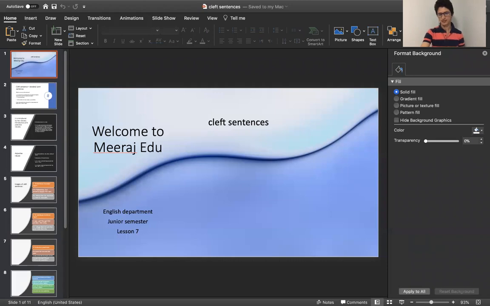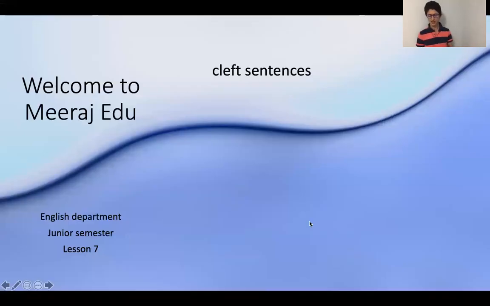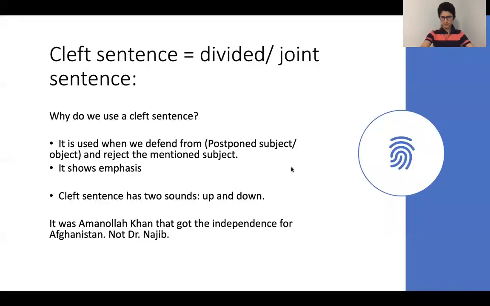I go directly to our new kind of sentences, and it is the cleft sentence. A cleft sentence is a kind of sentence that joins two parts. Cleft means joined. I joined these two parts of my cloth. I cleft it, okay? So a cleft sentence always has two parts. We can also say cleft sentences are divided or joint sentences. If you see somewhere that they say joint sentences, you should know that they mean cleft sentences. Or if they say divided sentence, you should know that it is a cleft sentence.